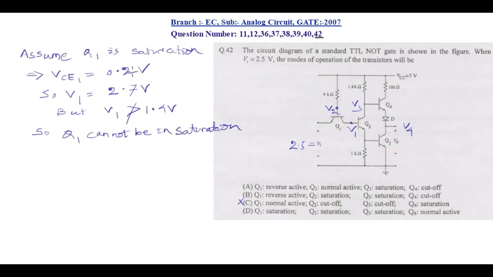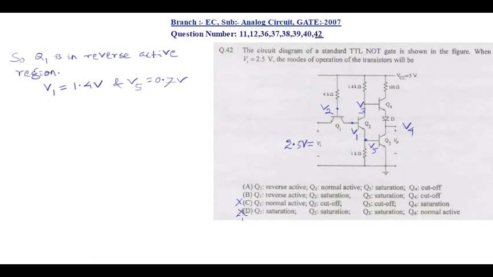Next, let us assume that Q1 is in saturation region. In that case also, Vc1 saturation will be 0.2 volt. So V1 will become 2.7 volt. But V1 cannot be larger than 1.4 volt. Hence, again this one is contradicting. So Q1 cannot be in saturation region as well. So both C and D options are eliminated.